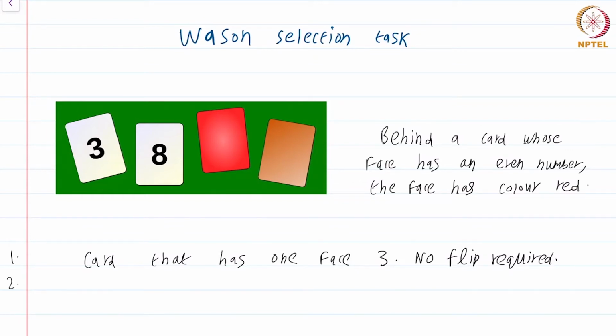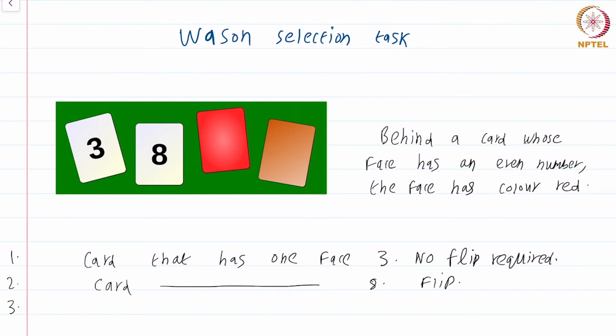Okay. Second, card that has face 8. Obviously, you need to flip this, because you have to check that the opposite side is in fact red. So, card that has one face 8, flip.